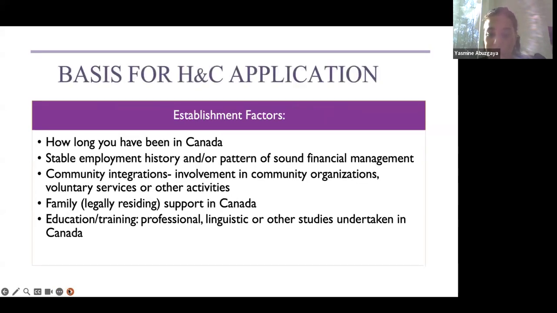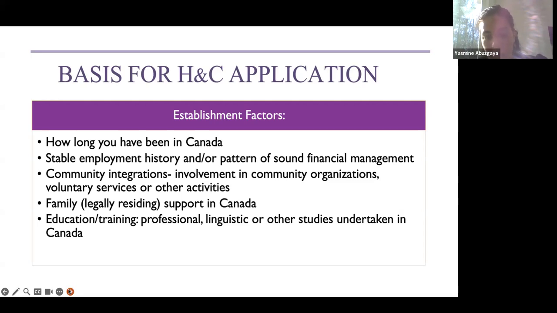Okay, so the first element that we're going to be considering when completing an H&C application is the element of establishment. It's extremely important for you, the applicant, to show that you and your dependents have established strong connections in Canada. The IRCC processing manual provides some guidance in this regard. It basically states that a positive decision may be made when the period of inability to leave Canada due to circumstances beyond the applicant's control is of considerable duration and where there is evidence of significant degree of establishment in Canada. What does that mean?